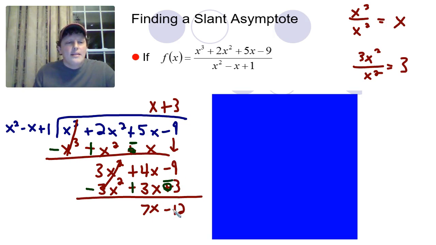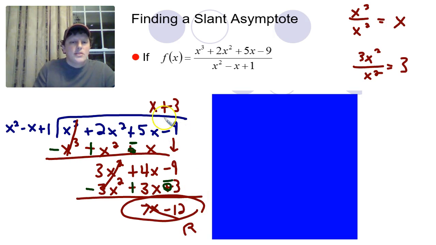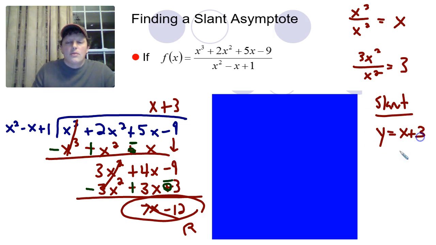Now remember, when we divided this before, we would say, okay, 7x minus 12 over x squared minus x plus 1, right? So this would be the answer when you divide it. But when we are finding slant asymptotes, that remainder, that last thing that you get, we ignore. Ignore it. We don't need it. Instead, we only use the x plus 3, and that is going to be our slant asymptote. Our slant asymptote is going to be y equals x plus 3.